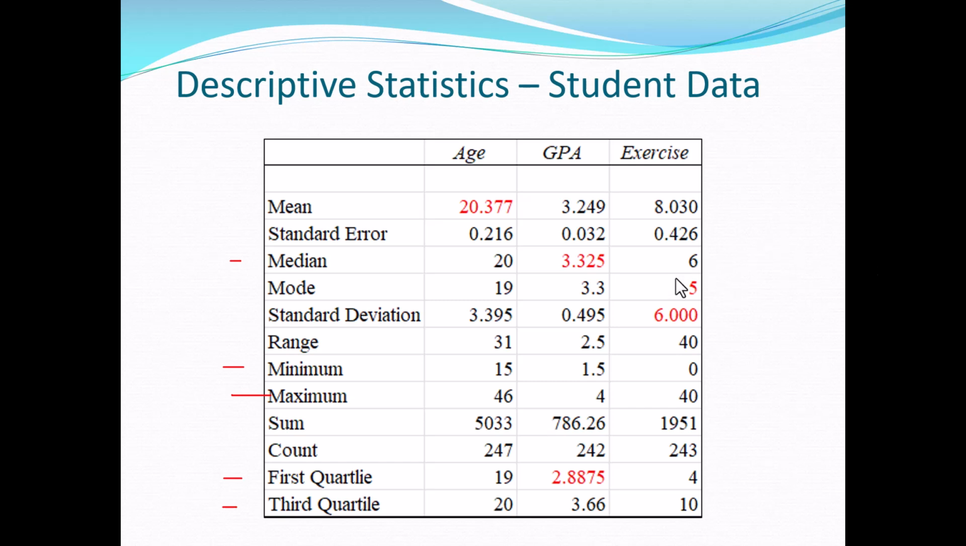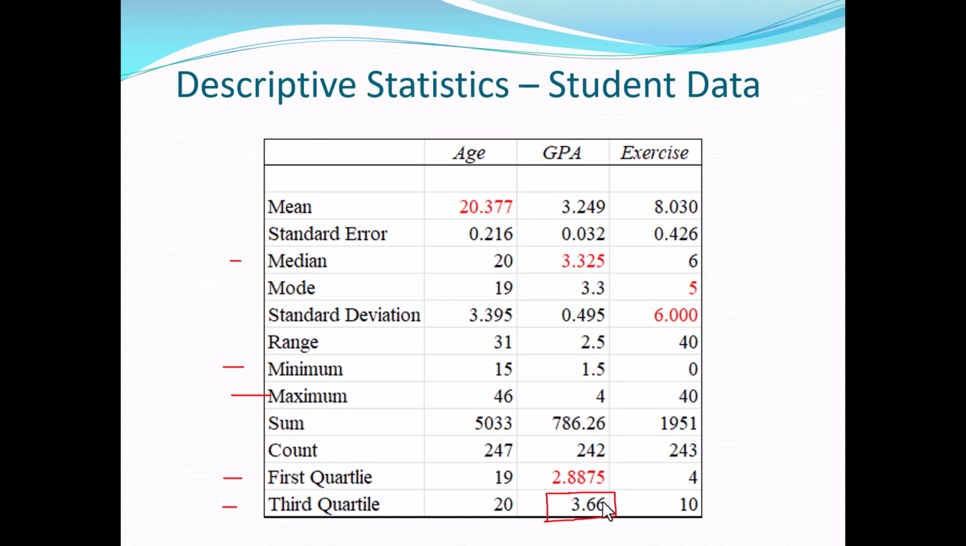How about the mode? See the mode of 5. We don't use the mode all that often, but the most common exercise time, the most frequently occurring exercise time of my 243 students was 5 hours per week. First quartile, down here towards the bottom, 25% of the sampled GPAs fell less than 2.8875, or you could say 75% of the sampled GPAs fell above 2.8875. Now, I don't have this one in red, but you can do the same thing with the third quartile.